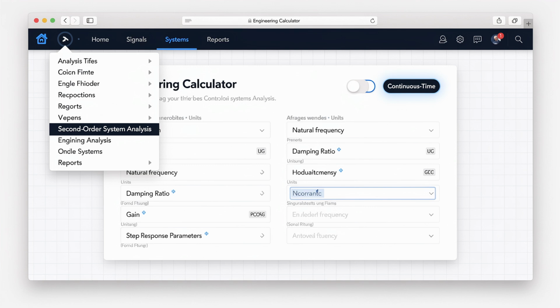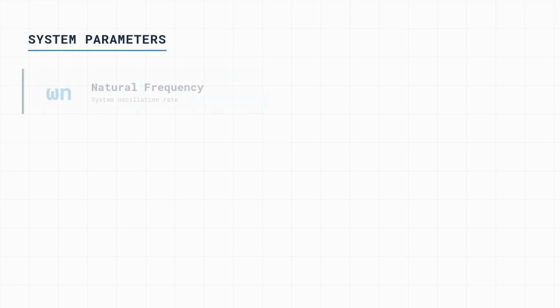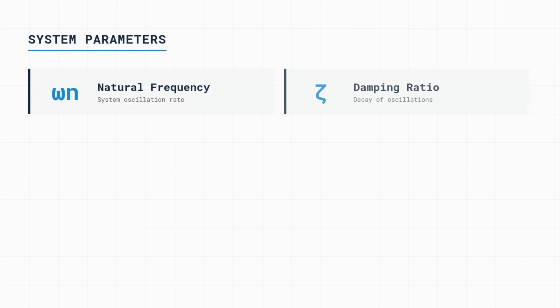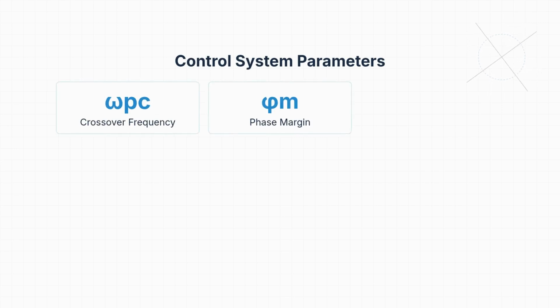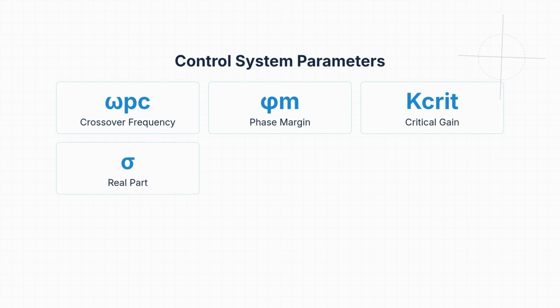For system type, choose between continuous time or discrete time. I've selected continuous time. The calculator provides multiple input fields, including natural frequency ωn, damping ratio ζ, proportional gain K, open loop gain K current, crossover frequency ωpc, phase margin φm, critical gain K crit, real part σ, imaginary part jω, and many more parameters.